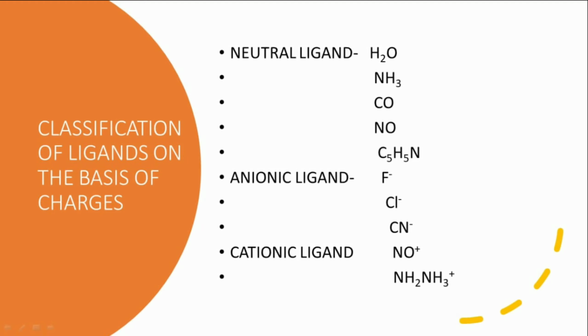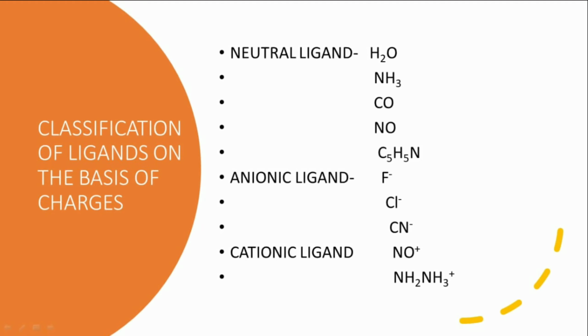Likewise, we have anionic ligands. Anionic ligands are those ligands which have a negative charge over them. Fluoride ion, chloride ion, cyanide ion. The third category is of cationic ligands. These are those ligands which carry positive charge and occur very rarely in complexes. Example, nitrosonium ion, hydrazinium ion.